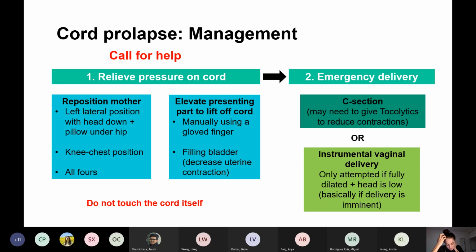And then you can do it by filling the bladder. This is done in the community, if this happens in the community, like in a home birth and you've got to transfer them to hospital, or if you're waiting to get someone to theatre and it's going to be a slightly longer wait than you want, then you'd fill the bladder. Basically if you fill the bladder, it decreases the uterine contractions, and that will help stop pressure on the cord. But most of the time you will just manually move the baby and then reposition the mother. Does that make sense?